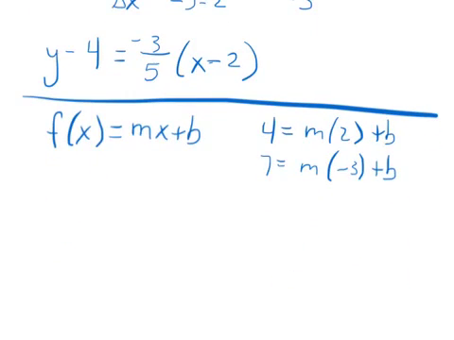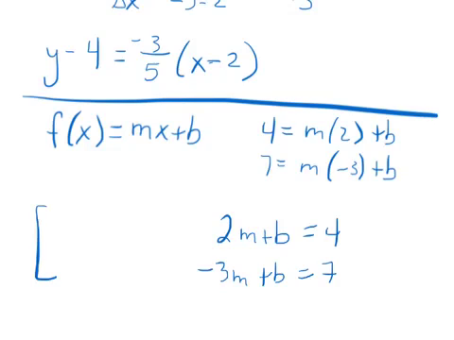Let's write it like this. 2m plus b equals 4, and negative 3m plus b equals 7. Okay? And now as a matrix, this would look like the following. And then what you'd have to do at this point is do RREF of that matrix. So you can plug in here, get your standard setup, and use a matrix.